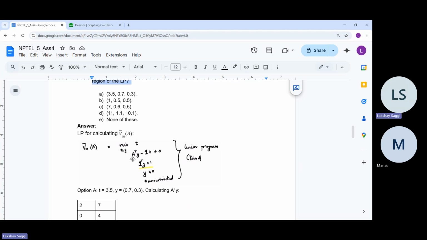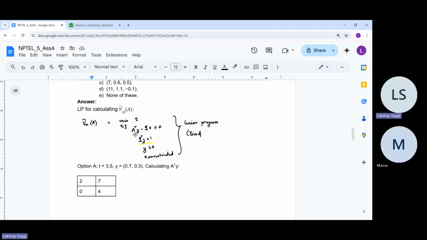So the first constraint really just means that A transpose Y will be a vector. A is a matrix, A transpose is a matrix, and multiplying it by Y will just give me a vector. Now what I really want to check is whether all the entries of that vector are less than or equal to T or not. If they are, then this constraint is satisfied. Similarly, we'll be checking the second and third constraints also.